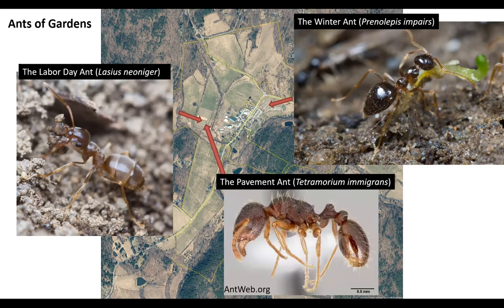And then we have the pavement ant, Tetramorium immigrans, one of the non-native ants we have, often found in those really disturbed lawns around the farm fields.